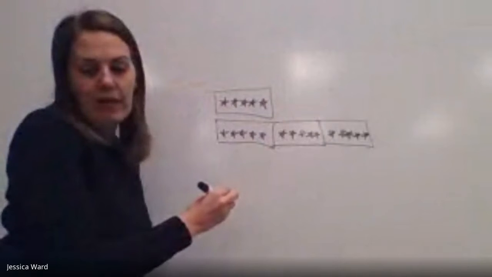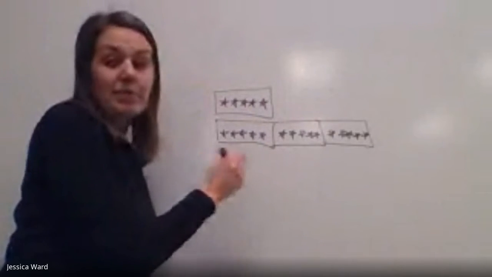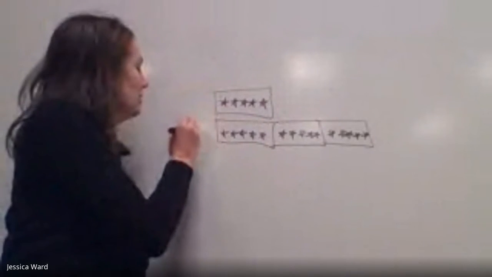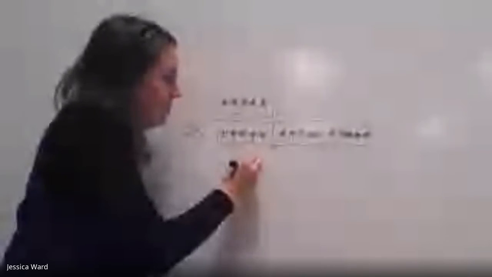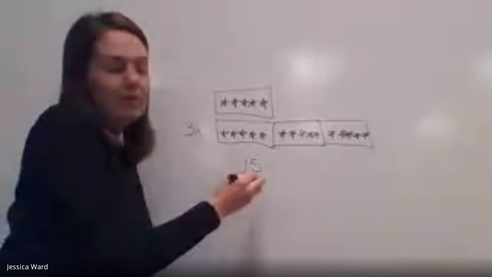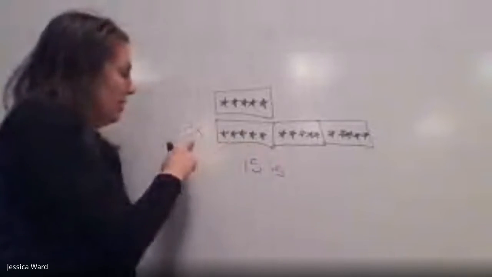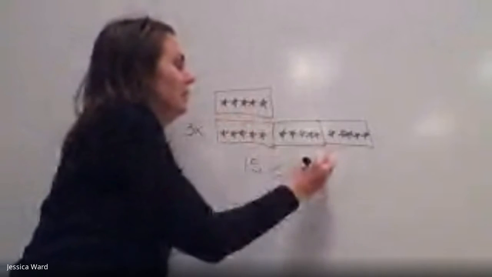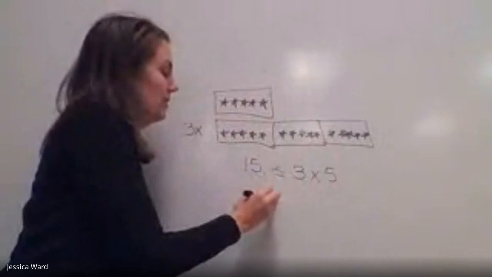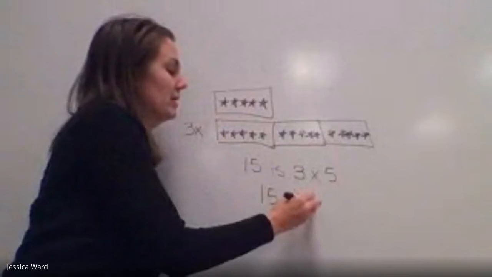So we're thinking of it as we have 3 times as many, right? So 3 times as many as our original 5. So we could go ahead and we know that we're going to have 5, 10, 15 total stars. 15 is 3 times as many as 5, or 15 equals 3 times 5.